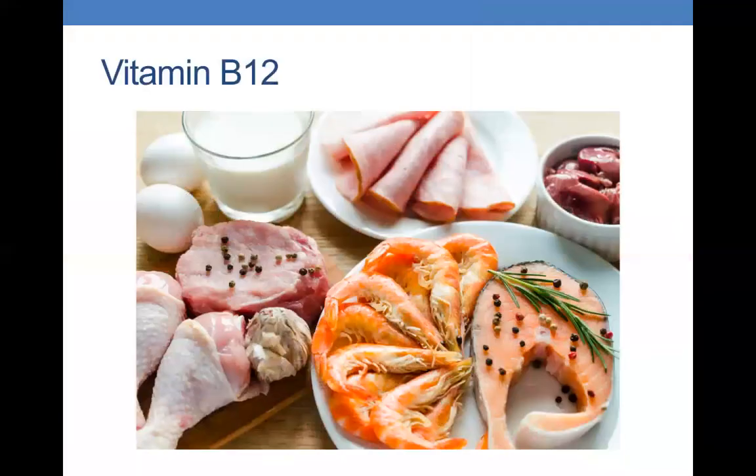B12. B12 is an interesting vitamin. It's the only vitamin that contains a mineral as part of its structure: cobalt. B12 is also unique because we can store it in the liver. Quite a few years' worth of B12 can be stored in the liver, which separates it from many of the other B vitamins.